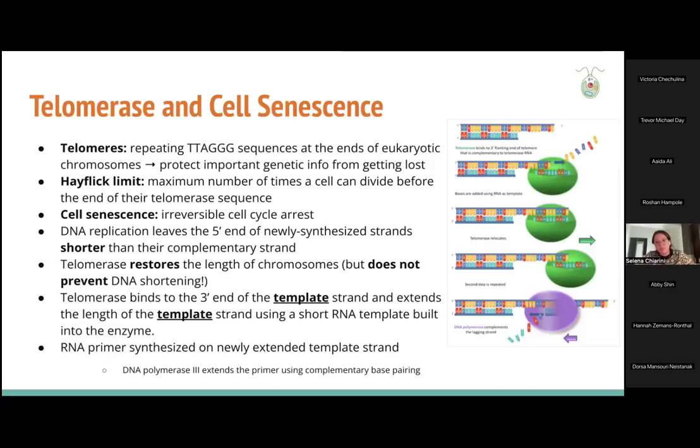Telomerase is also expressed in stem cells, which makes sense because those stem cells need to proliferate. They need to have that proliferative capacity and they need to be replicated with fidelity without having any worry of losing that important DNA. And then lastly, the RNA primer synthesized in the newly extended template strand is within the telomerase enzyme. So the telomerase enzyme will come in, you have your RNA template strand, you're still placing everything, and then you'll have your extended region.